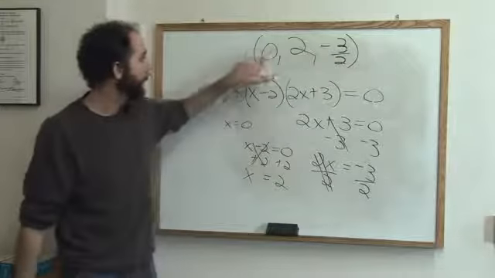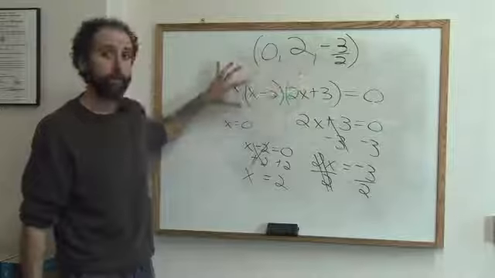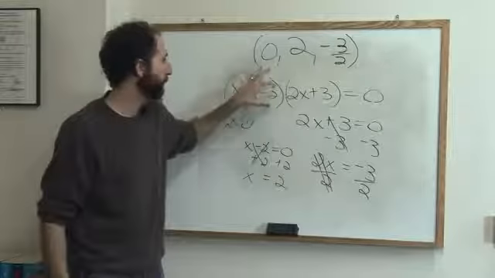What that means is any one of these plugged in for x will ultimately give a result. When you multiply, you'll get 0.